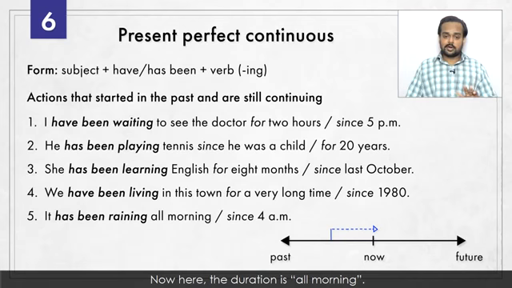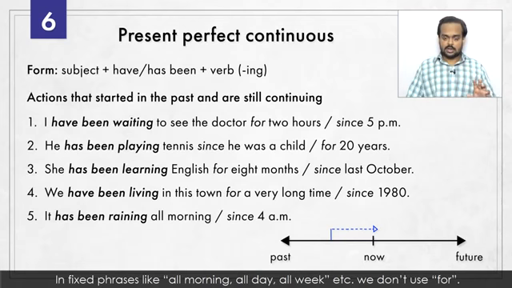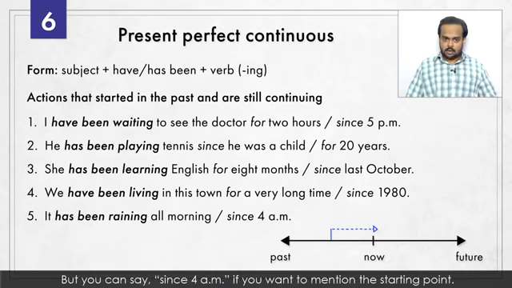Now here, the duration is all morning. In fixed phrases like all morning, all day, all week, etc., we don't use for. But you can say since 4 a.m. if you want to mention the starting point.